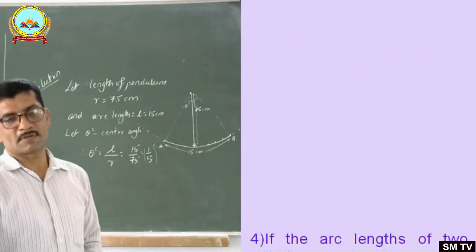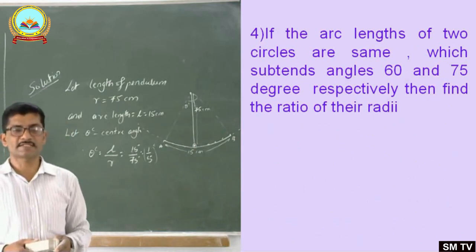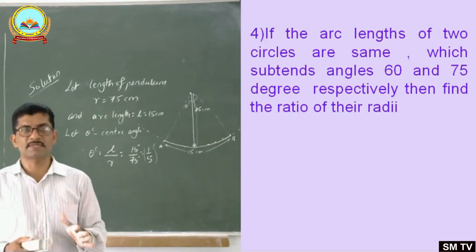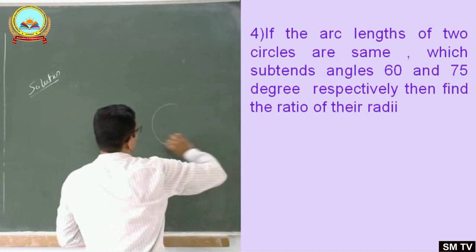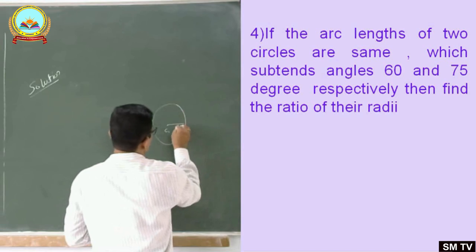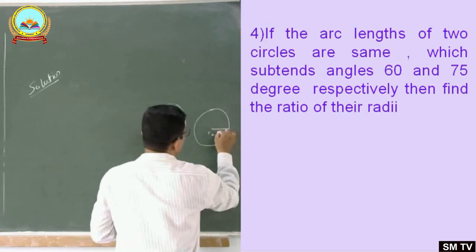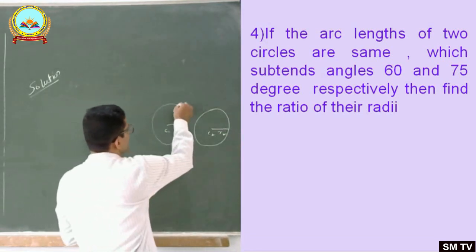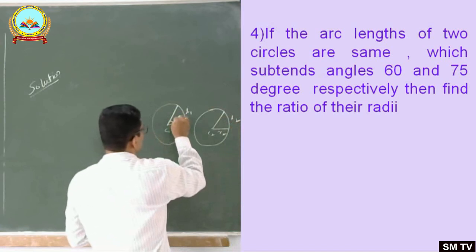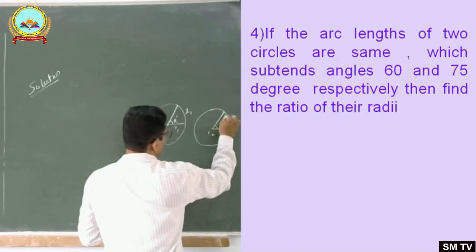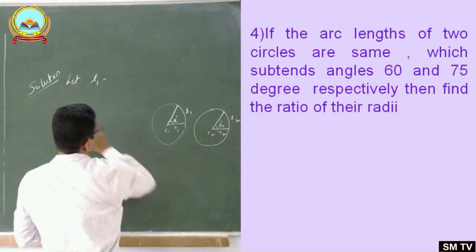In a similar way, the next problem. If the arc lengths of two circles are the same, and they subtend angles of 60 and 75 degrees respectively at the centers, then find the ratio of the radii. Here two circles are given. Let us assume this is the first circle with center C1 and radius R1, and this is the second circle with center C2 and radius R2.